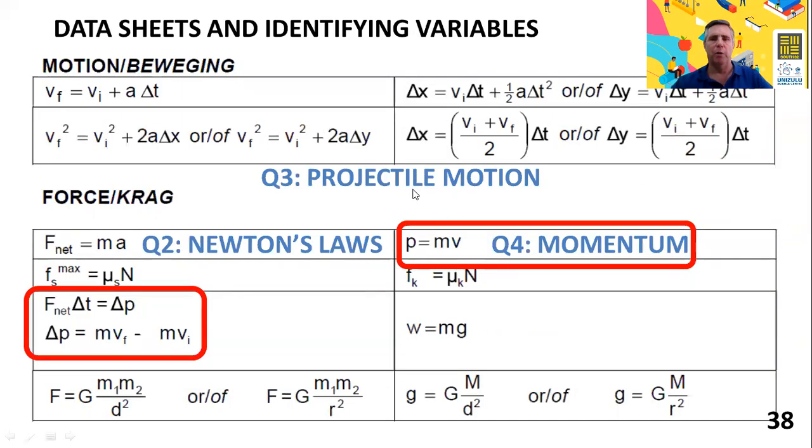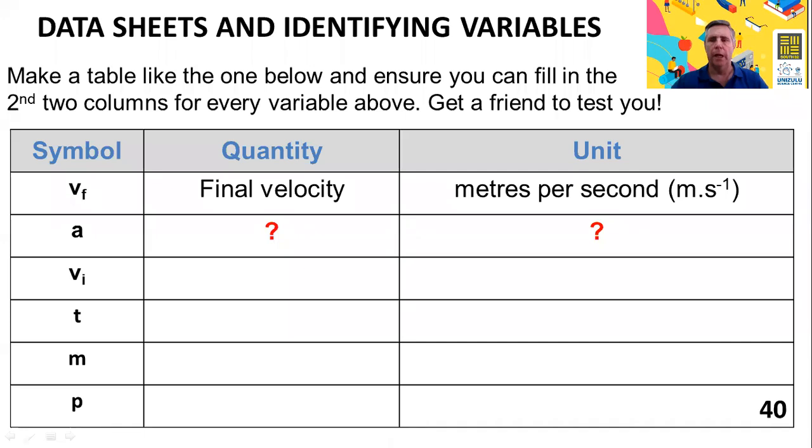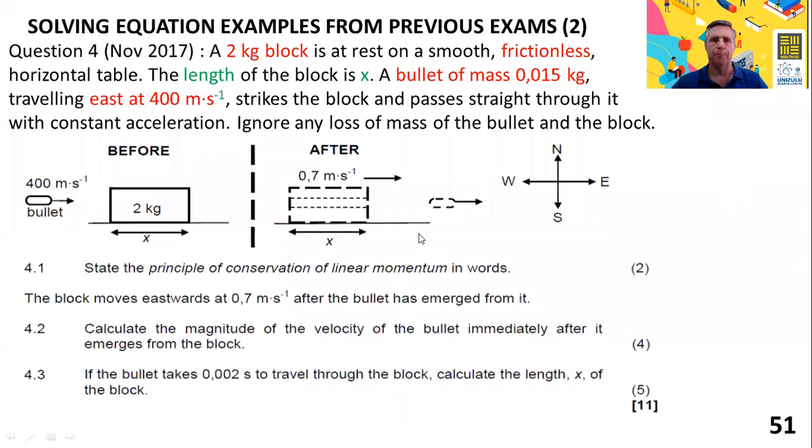Now, of course, we find our equation from the data sheets. We've already talked about that in this video. On page 38, page 1 of the data sheets, in the second block, the equations on force, you'll find the definition of momentum, p equals mv, the momentum impulse theorem, and the change in momentum. So make sure that you focus on the correct equations. And I really want to encourage you to do the exercise on page 40 to get to know the symbols, the quantities, and the units.